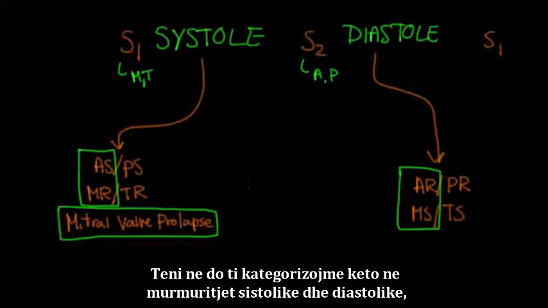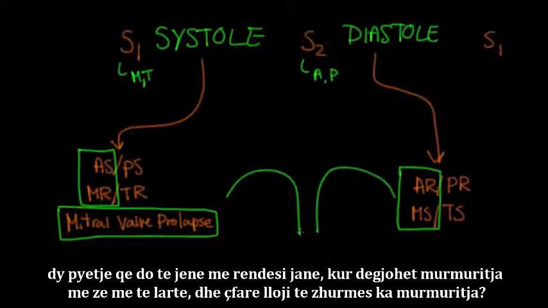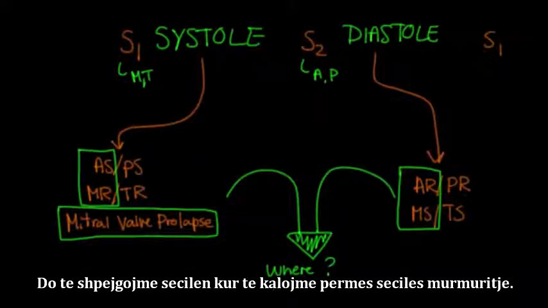So now that we've categorized these into systolic or diastolic murmurs, 2 questions that are going to become important are: where do you hear the murmur most loudly? And what's the shape of the murmur? We're going to explain these as we go through each murmur.